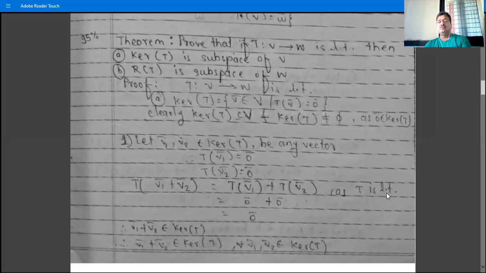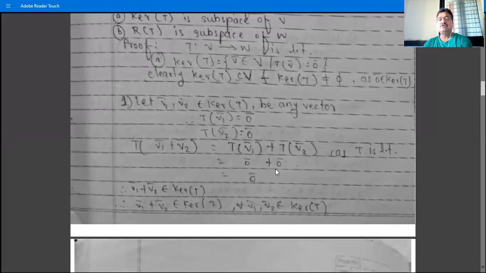There are two basic properties of linear transformation, that is T of u plus v is T u plus T v. By using that property, T of v1 plus v2 is equal to T of v1 plus T of v2, and T of v1 is 0 bar, T of v2 is 0 bar, and 0 bar plus 0 bar is 0 bar. Therefore v1 bar plus v2 bar belongs to kernel of T, because T of v1 bar plus v2 bar is equal to 0 bar. Therefore v1 bar plus v2 bar belongs to kernel of T for all v1 and v2 belonging to kernel of T. This is the first property.